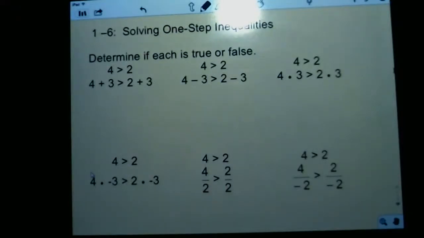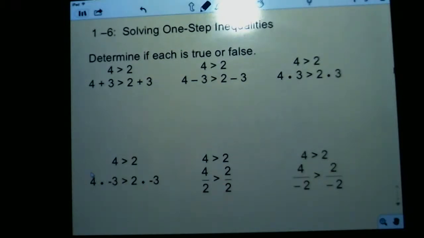Okay, we're going to look at solving one-step inequalities. When you do this, it's very, very similar to just solving a regular equation. But let's look at, first of all, what makes a true statement with these inequalities.